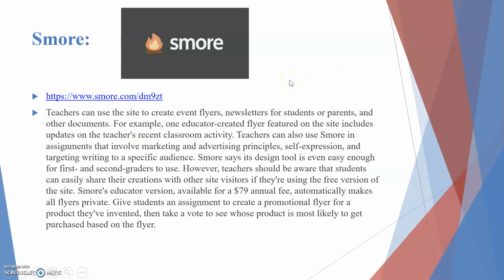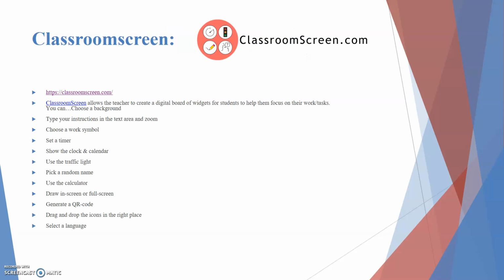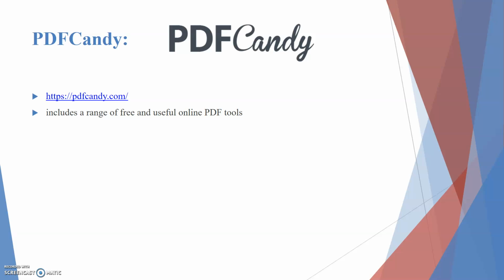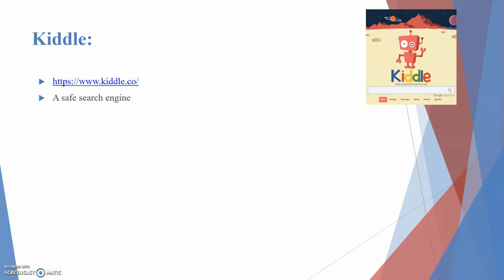So if you are interested in any of these resources, so we had S'more, Kiddle, Padlet, PDF Candy, and classroomscreen.com. So remember, classroomscreen.com is completely free. PDF Candy is completely free to use. Padlet, you do have a free account. You could create up to 3 walls. If you want to go over 3 walls, then here would be the charging fee. Kiddle.com is absolutely free. The students or you would just type in kiddle.co and it's ready to go.